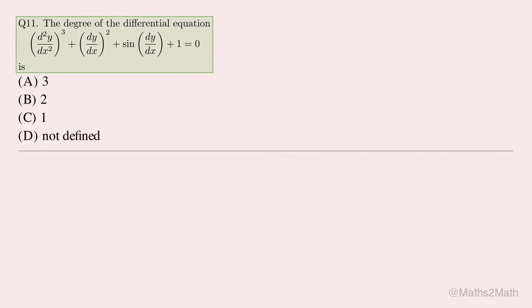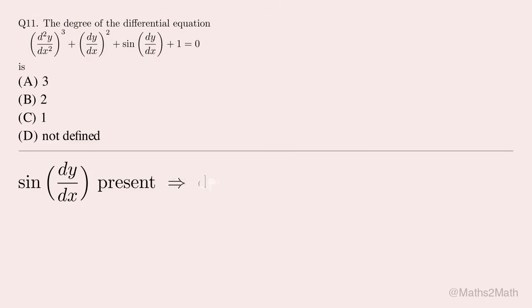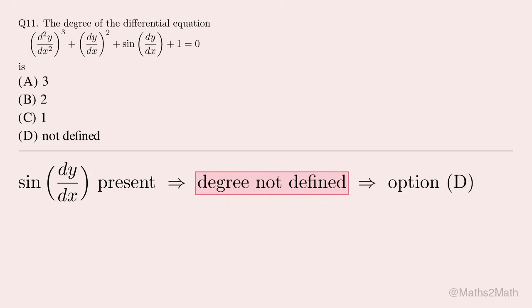Question 11, multiple choice. A cube and a square, but also a sine of the first derivative. One transcendental term ruins the degree. Because sine of dy by dx appears, the equation is not polynomial in its derivatives. The degree is not defined. Option D.